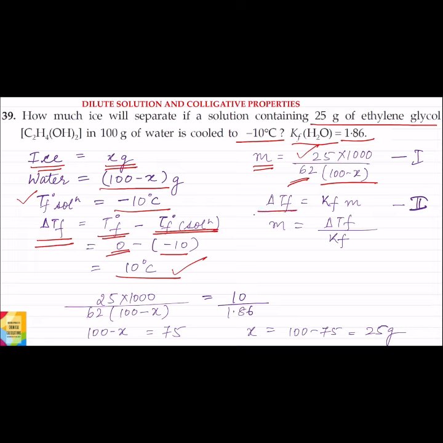Now depression in freezing point is equal to Kf into m. Therefore m will be equal to delta Tf divided by Kf. Now from equations 1 and 2, equation 1 and 2 both are showing the molality of the solution.